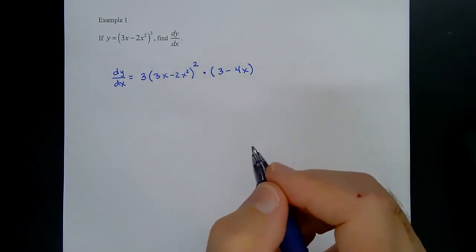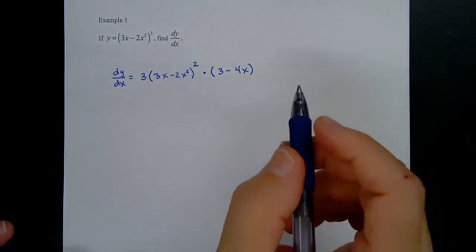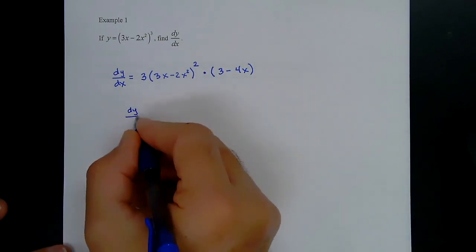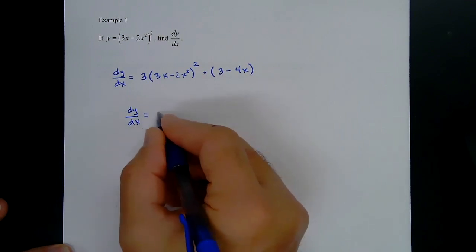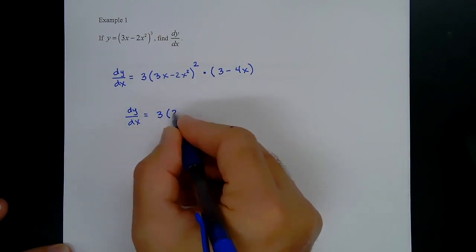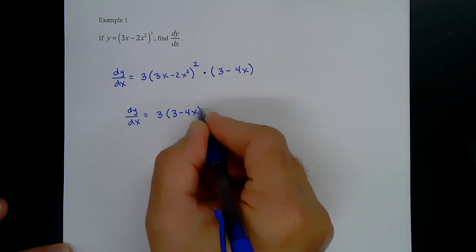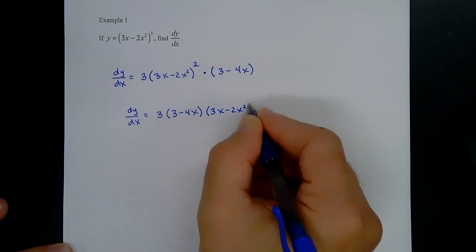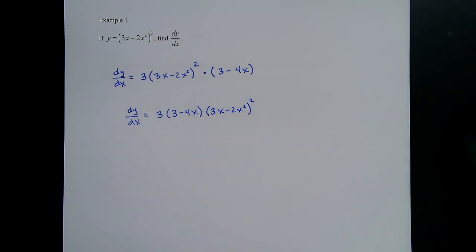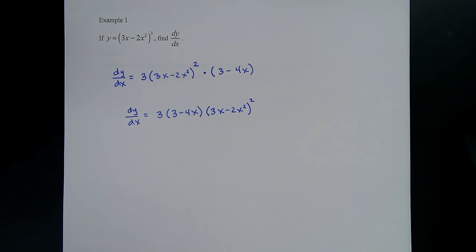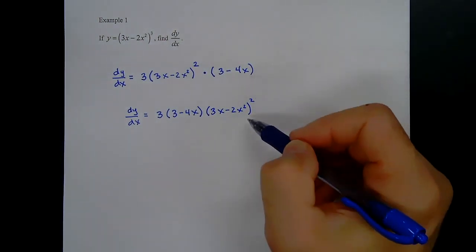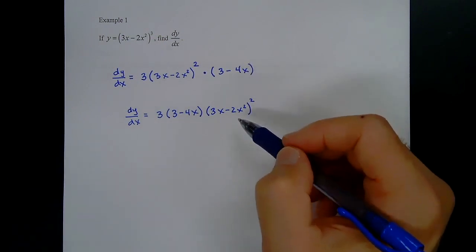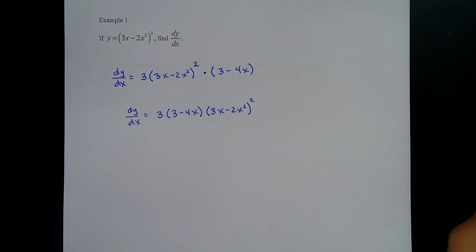All right? And a lot of times it's going to be best if we rearrange this, so we could rewrite this as dy over dx is equal to 3 times 3 minus 4x times 3x minus 2x squared raised to the second power. Okay? If you wrote your answer like this, or if you wrote your answer like this, both are right. So I want to make that really clear. Both of these are right. Let's go to the next problem.